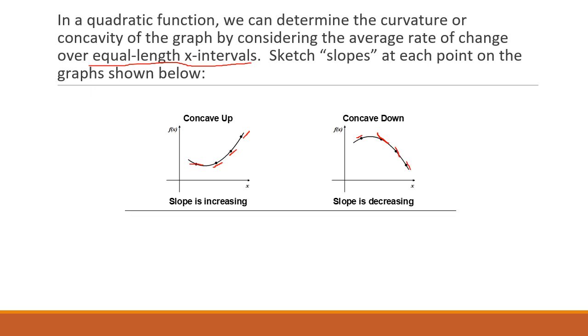Okay, notice that the slope is decreasing. It's getting steeper, but at a negative incline, right? So the curvature we're analyzing is how the average rate of change at a given point is changing. And that's what we're determining when we say concave up or concave down. So concave up means that your slope is increasing. Concave down means your slope is decreasing.